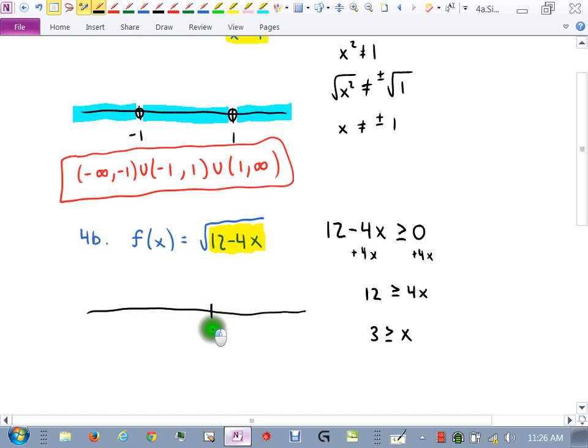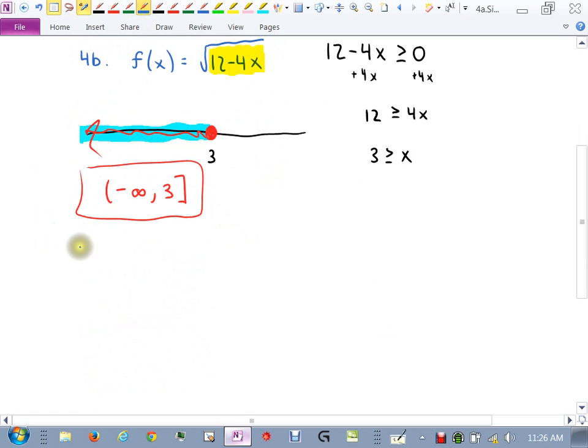So if this is 3, we need our x to be less than 3, which means to the left, but x can also be 3. So it's okay to be 3 and everything over here. So we write that -infinity to 3, but this time we put a bracket on 3. That's what I'm looking for there.